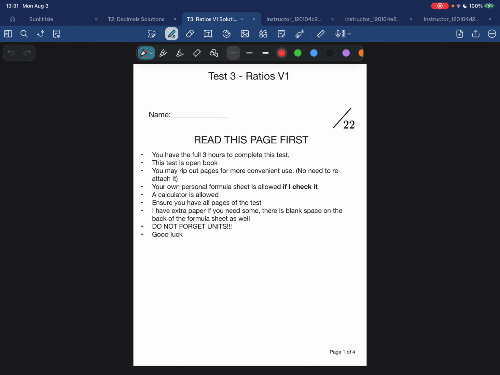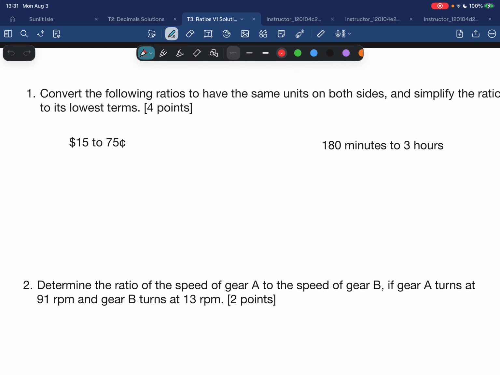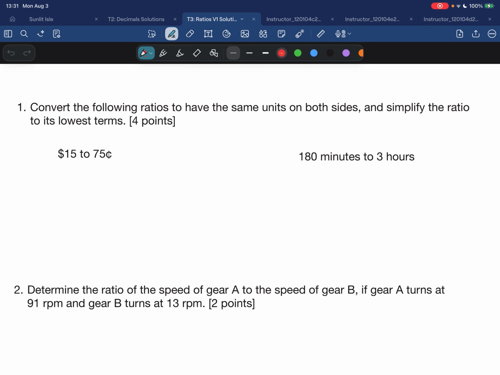Okay, so these are the solutions to test 3, version 1. Let's jump into it. Number 1, convert the following ratios to have the same units on both sides and simplify the ratio to its lowest terms.